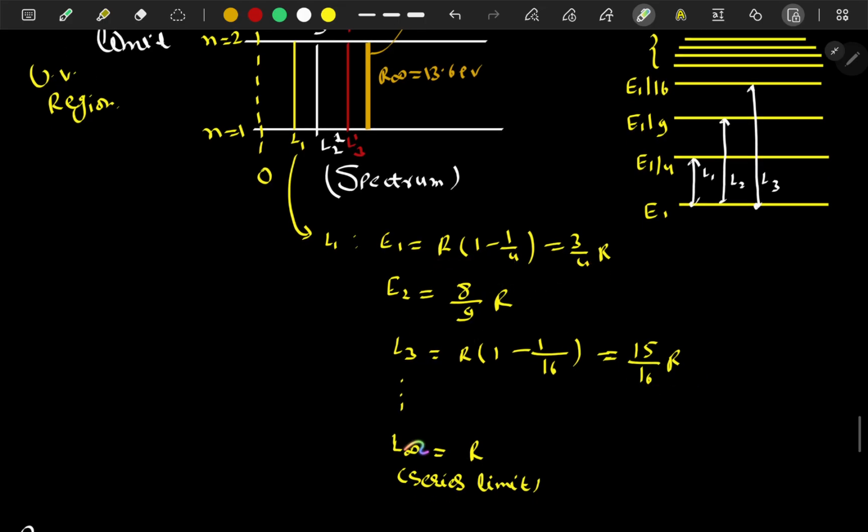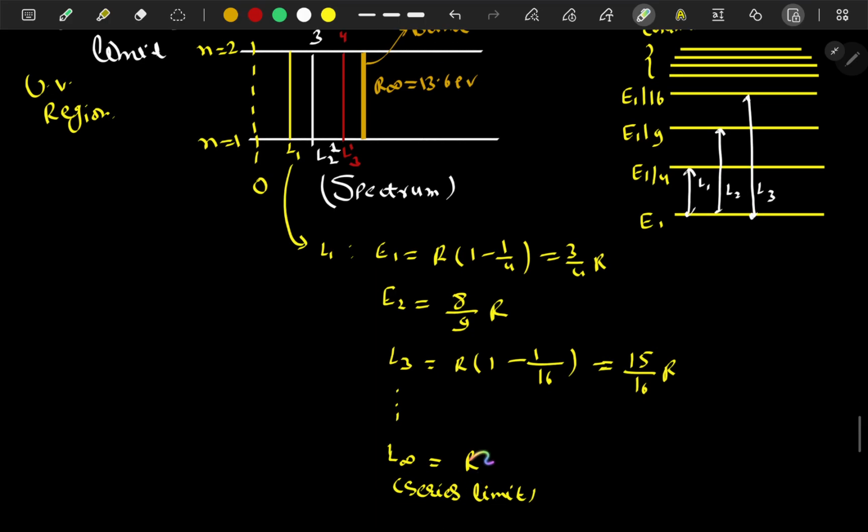And when n2 goes to infinity, 1 upon n2 is 1 by infinity, equal to 0. So it will be R, which is 13.6 electron volt. This is called the series limit for the Lyman series, which is equal to the Rydberg constant R, and in electron volt it is 13.6 electron volt.